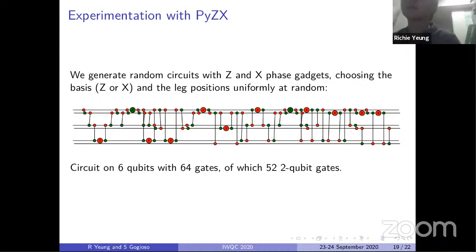So did you actually have results for more general classes of circuits? Well, we didn't generalize the algorithm too much. We weren't looking for particular patterns within the circuit. We just focused on generating this fragment of this type of circuits and then applying simplification. But I'm sure we can apply this to a wider class of circuits that contain these gadgets.